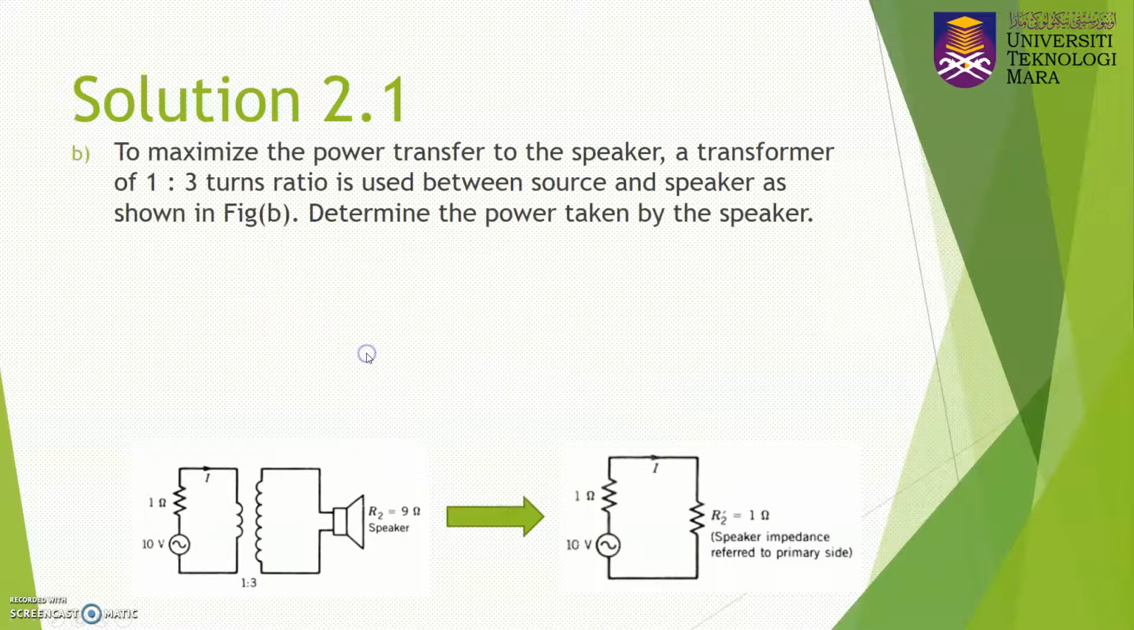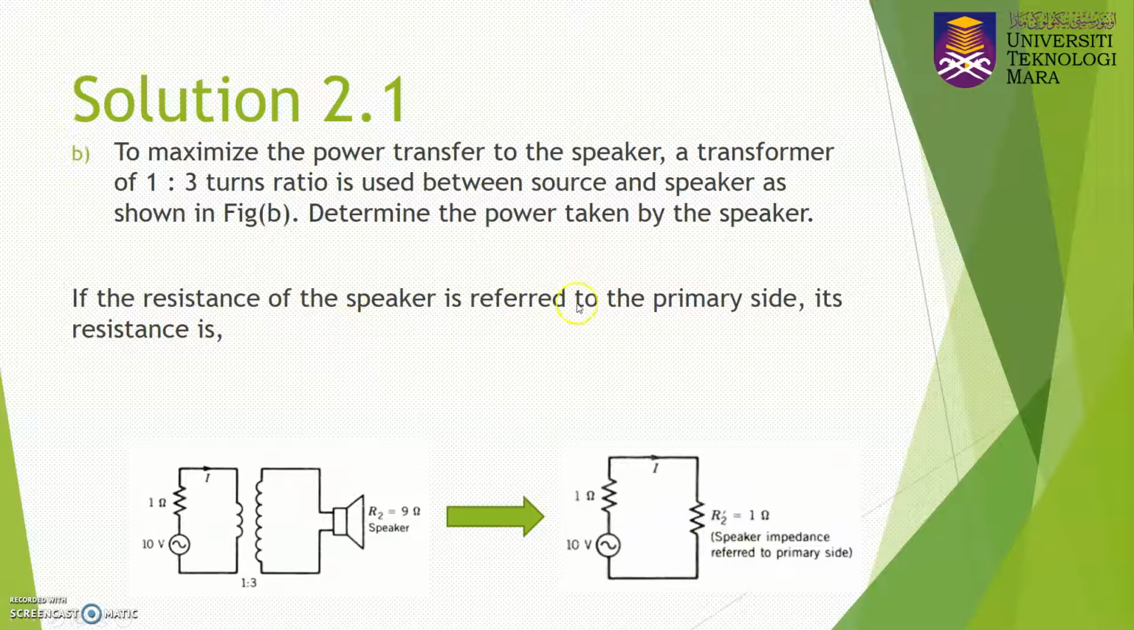How about B? For B, the question is to maximize the power transfer to the speaker, so we use the transformer here. The transformer is used between the source and the speaker. So determine the power taken by the speaker. The goal here is to transfer the impedance from the secondary side to the primary side. So we need to find the value of the new R2, which will be equal to R2 prime. If the resistance of the speaker is referred to the primary side, we move from the secondary side to the primary side.